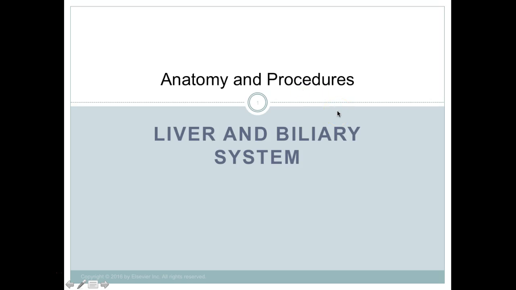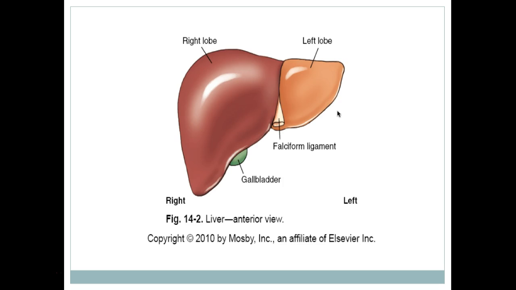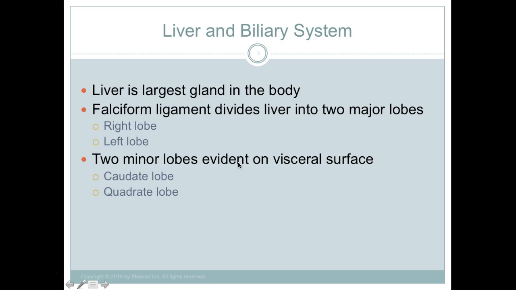The liver and biliary system will be the last of the anatomy that we'll be covering before we go into the actual positions starting next week. So when we're looking at the liver and the gallbladder, we have the right lobe of the liver and the left lobe of the liver that's divided by the falciform ligament. You can see the gallbladder sticking out a little bit right there.